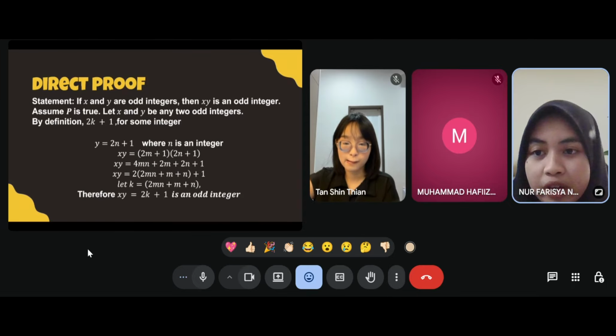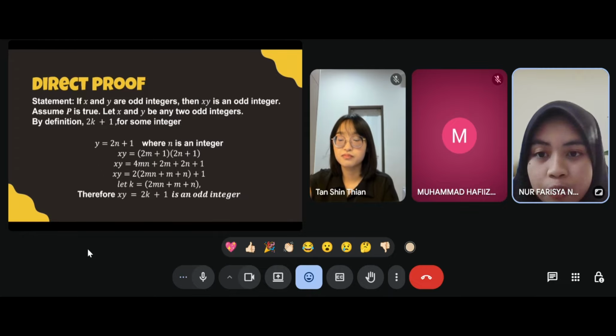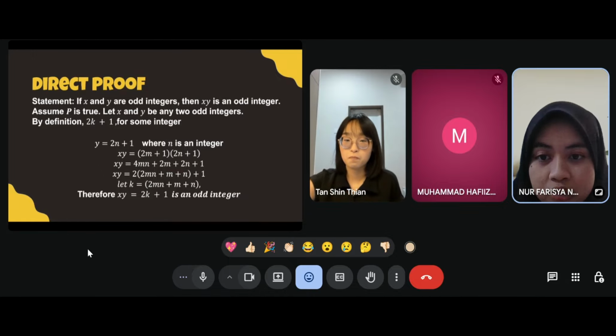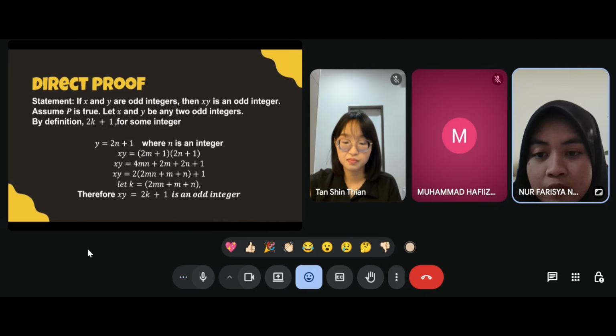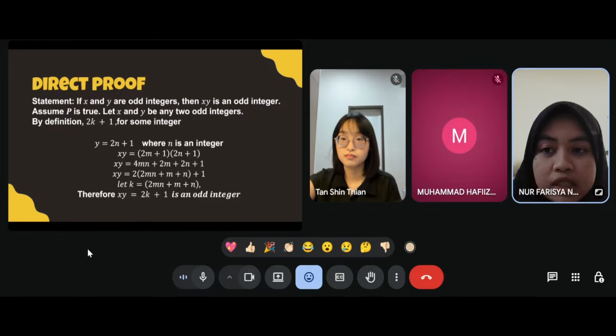The next is: if x and y are odd integers, then xy is an odd integer. Assume P is true. By definition, we know that x equals 2m plus 1 for some integer m, and y equals 2n plus 1, where n is an integer. So xy equals (2m plus 1)(2n plus 1). We expand: 4mn plus 2m plus 2n plus 1. So we factor out 2: 2(2mn plus m plus n) plus 1. Let k equal 2mn plus m plus n. Therefore, we get xy equals 2k plus 1, which is an odd integer.